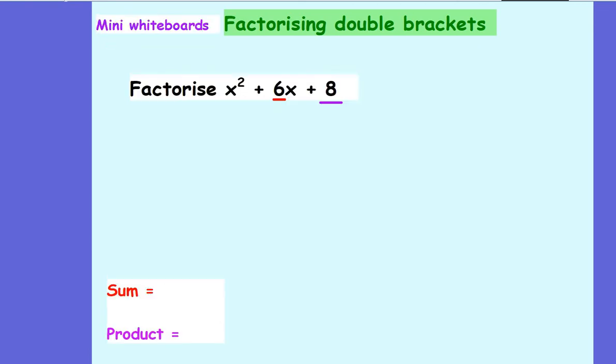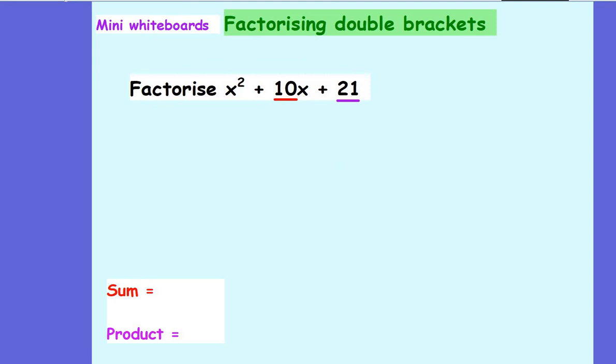On your mini whiteboards or in your rough books, please factorise this one for me. Remember, you need the sum to be the coefficient of x and the product to be the number on the end. Pause the video if you need, otherwise I'm going to go through the answer. This time, I'm going to get x plus 4 and x plus 2, because 2 plus 4 gives me 6, and 2 times 4 gives me 8.